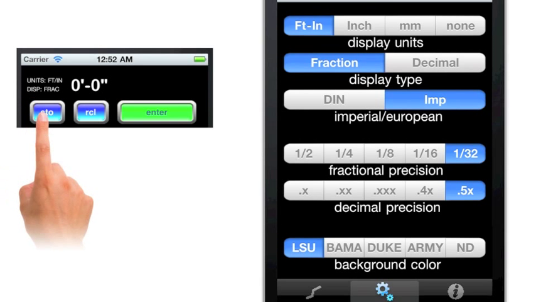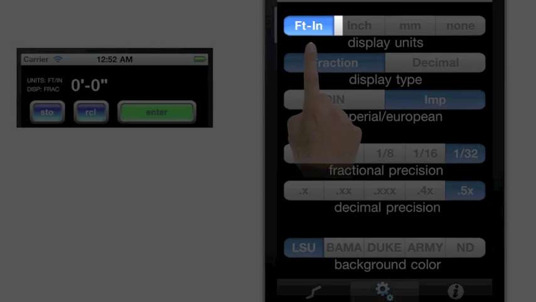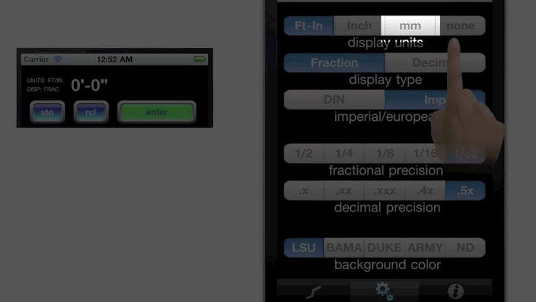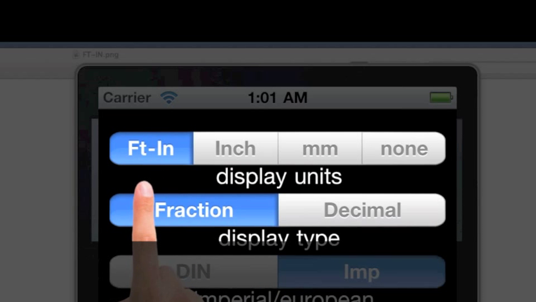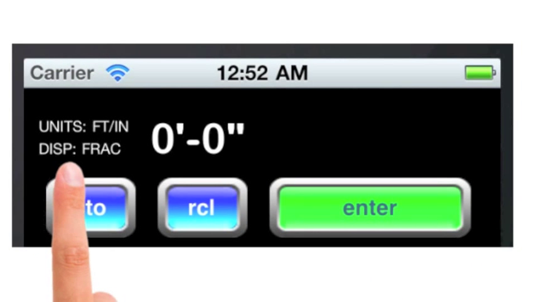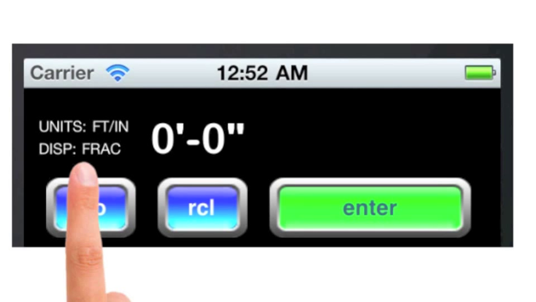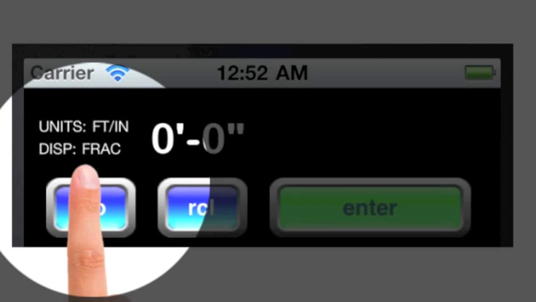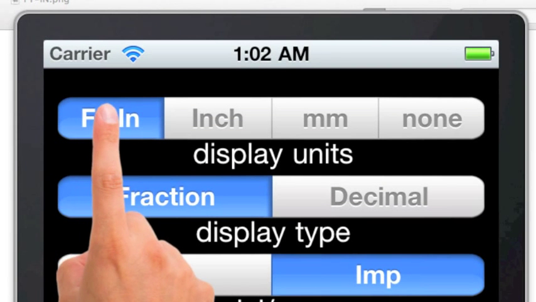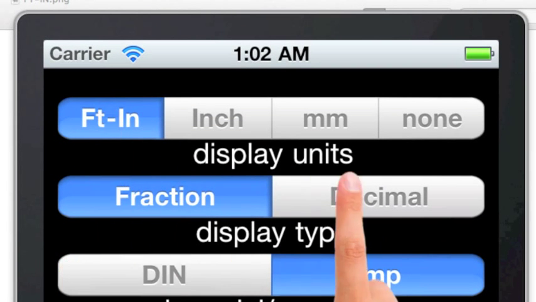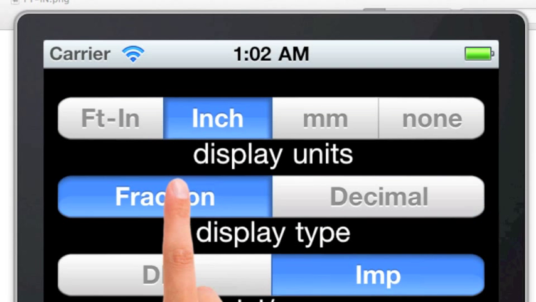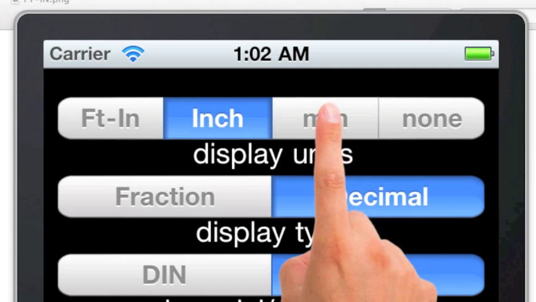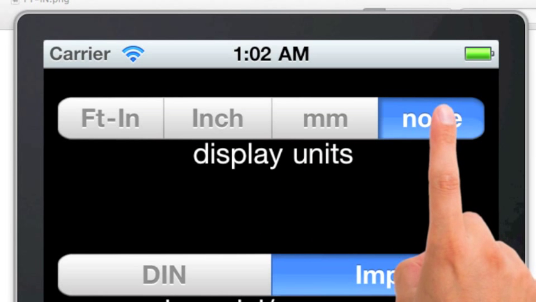The calculator provides 4 units to select from: foot inch, inch, millimeter, and none. These are explained in great detail in the settings tutorial. The current unit and display type, fraction or decimal, is indicated in the top left corner of the calculator's display. A quick review of the possible combinations are: foot inch can be fraction, foot inch can be decimal, inch can be fraction, inch can be decimal, millimeter, decimal only, none, decimal only.